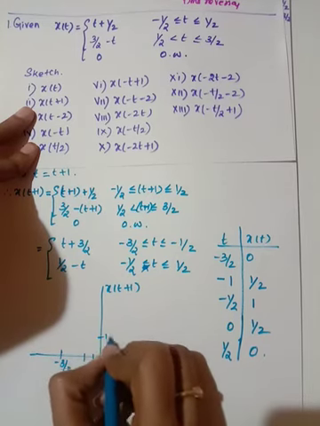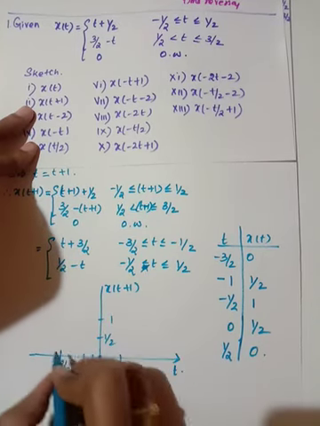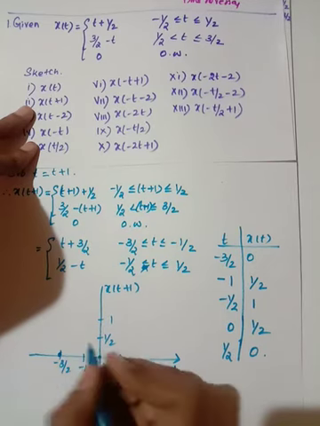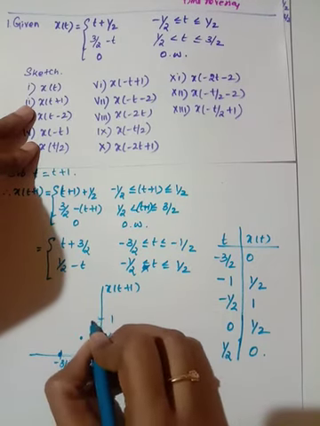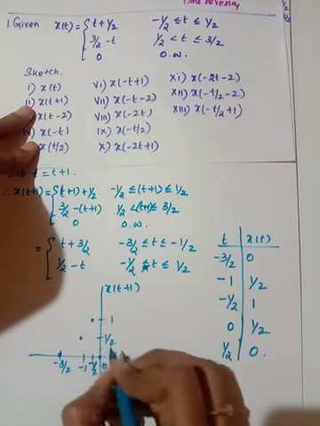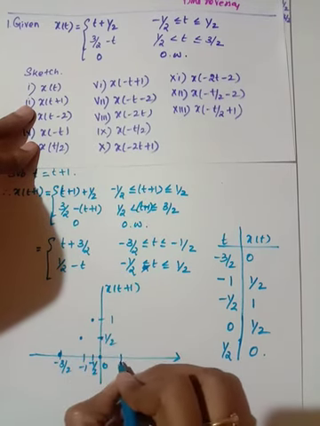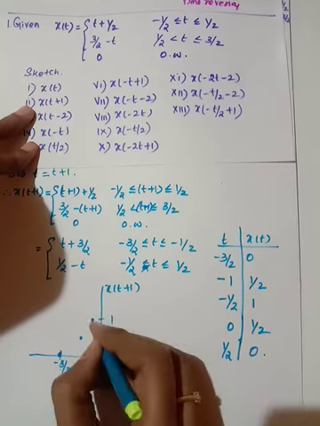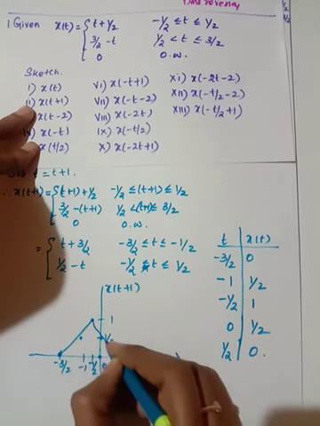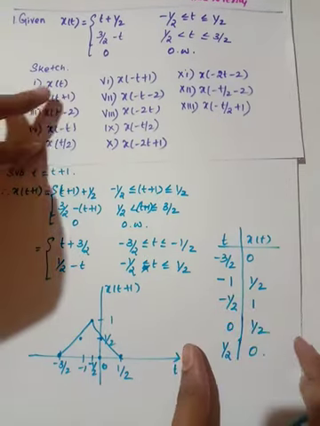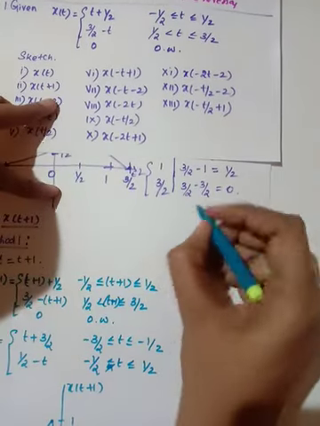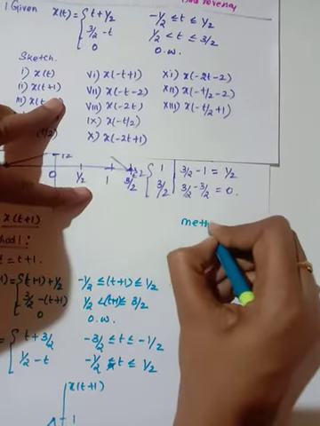Okay, so what are all the values you are having? For minus 1 it is 1 by 2, for minus 1 by 2 it is 1, for 0 it is 1 by 2, for 1 by 2 it is 0. Okay, so this is what method 1 is. Now in method 2, how will we solve this?